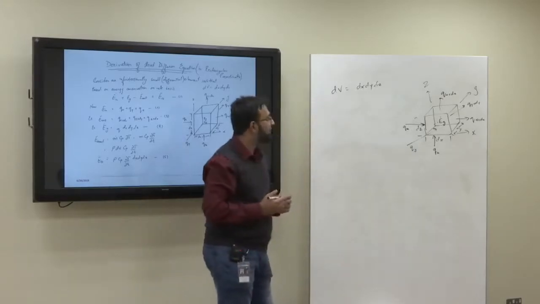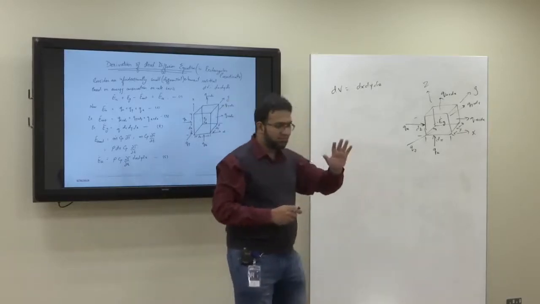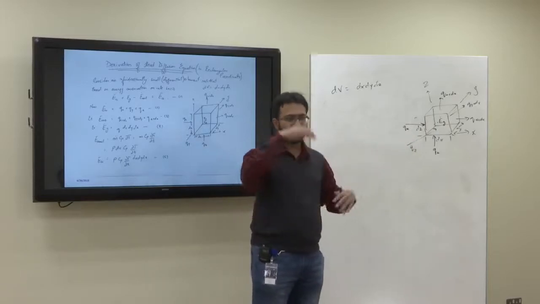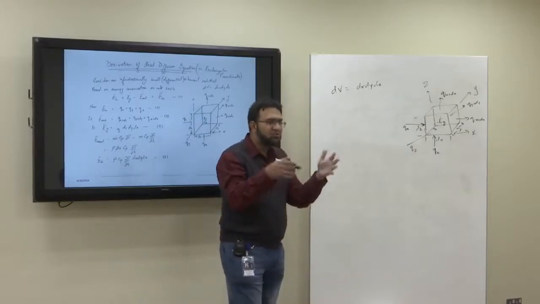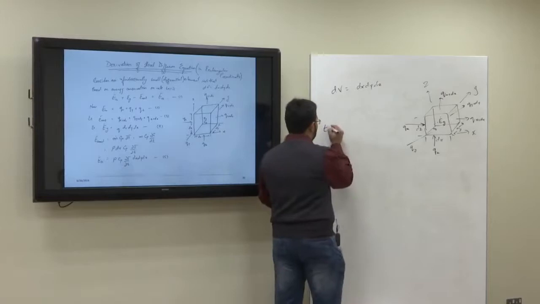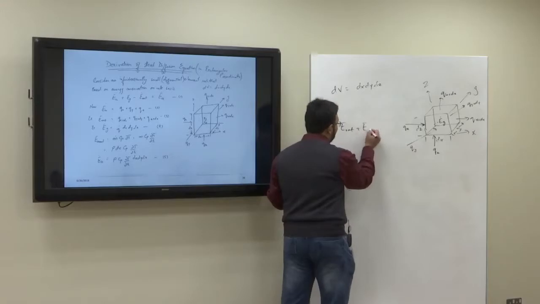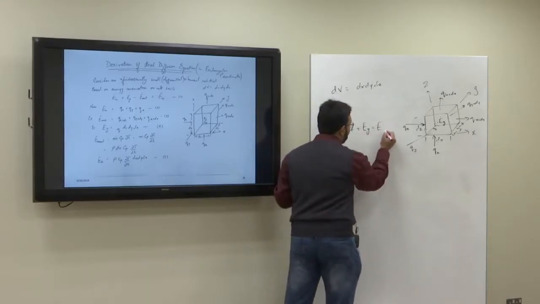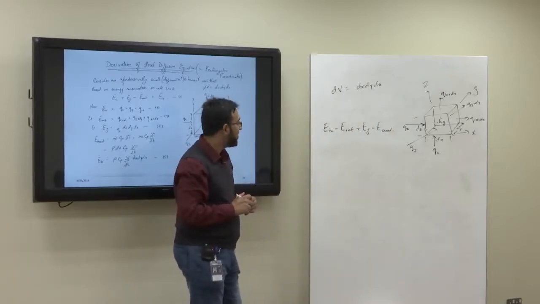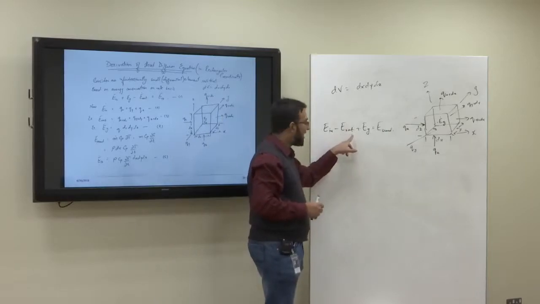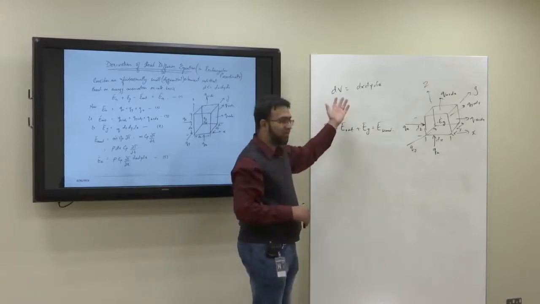Now let's apply the first law of thermodynamics. What is the first law of thermodynamics? Total energy in minus total energy out plus total energy generated is equal to total energy stored. That is the general statement of the first law: E in minus E out plus E generated is equal to E stored, right? So if E in is equal to E out and there is no generation, then nothing is stored. That's the first law of thermodynamics.